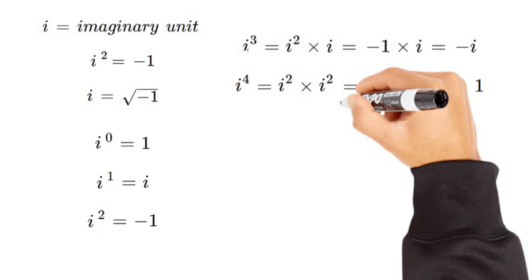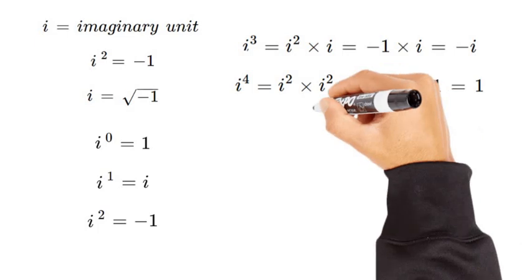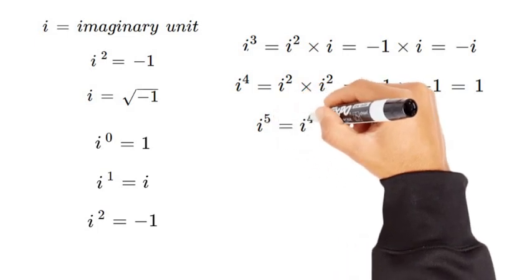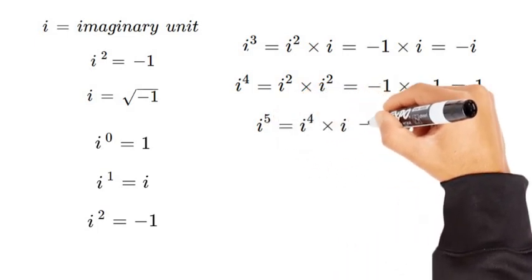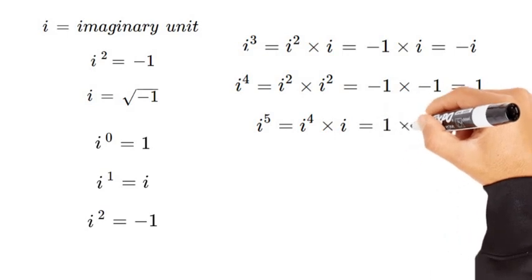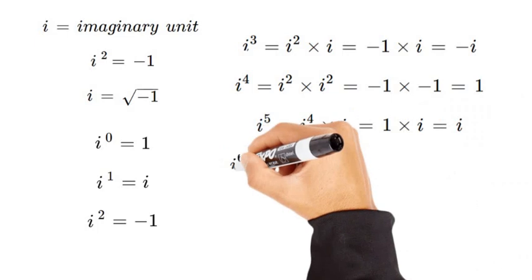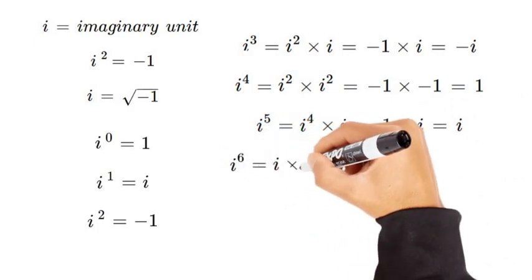Now if you can see the pattern here, we are rewriting i to whatever power it is to simplify it down based on the principle that i squared equals negative 1. So we'll keep going through a few more here. We have i to the power of 5, which is the same thing as saying i to the 4th times i. Now above we just solved that i to the 4th is equal to 1. So it would be 1 times i, which is equal to i.